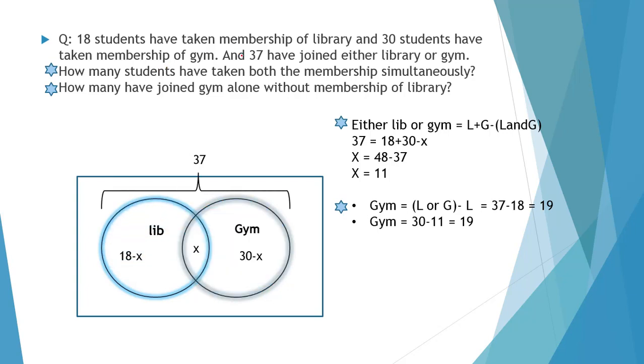And 37 have joined either the library or the gym. So we have two requirements. How many students have taken both memberships simultaneously? How many have joined the gym alone without membership of the library? For the first part, we have to solve for x, L intersection G. Students who have joined the gym, from this total, subtract the library.